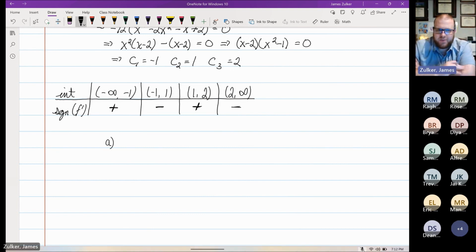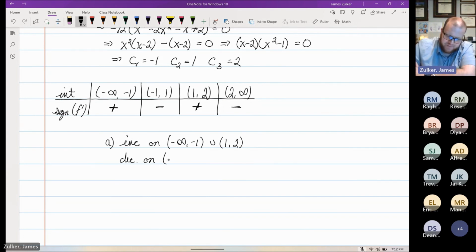Everywhere you see a positive, right? All the positive intervals means the function is increasing. Negative intervals means the function is decreasing. Positive to negative means we have a max.